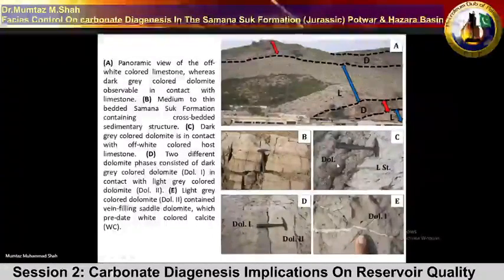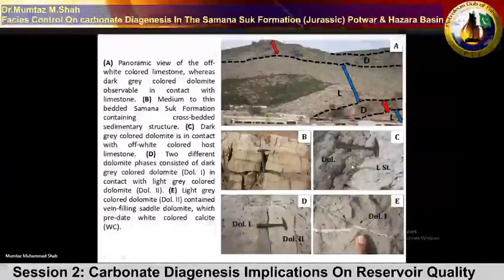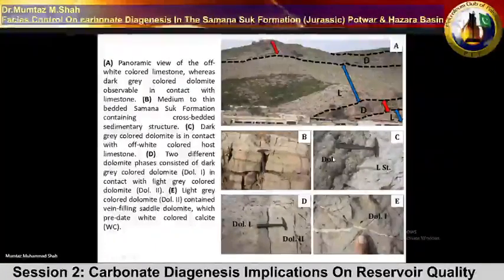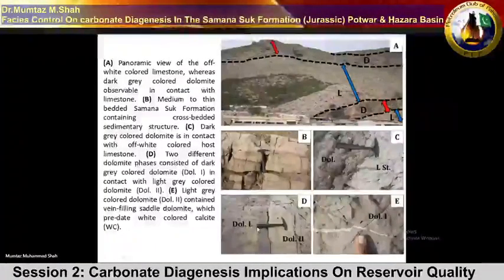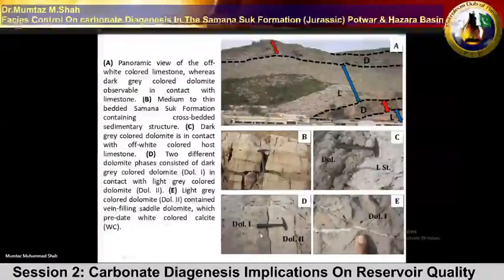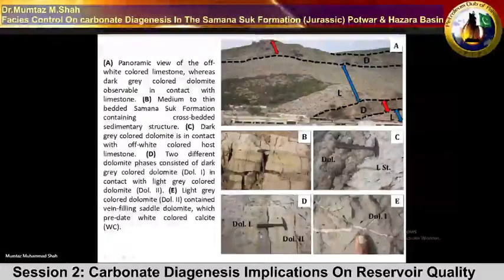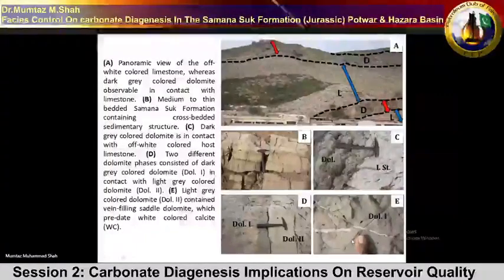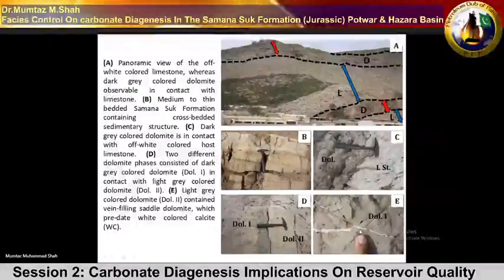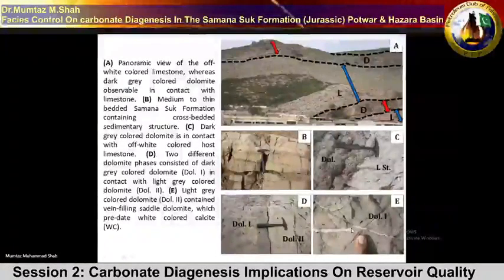Similarly, we can further distinguish various dolomite types as well. Over here, we can see a clear contrast between very dark gray or blackish colored dolomite and the light gray colored dolomite. Similarly, fracture filled calcite can be seen over here as well, which is cross-cutting the initial phase of dolomites and some earlier fractures which are being filled by dolomites as well.